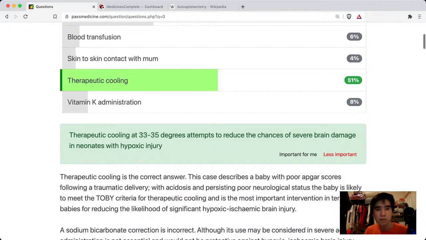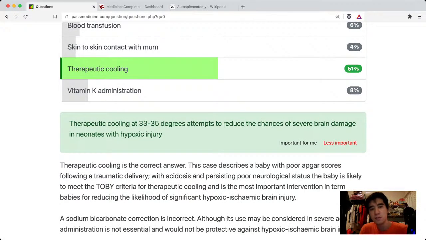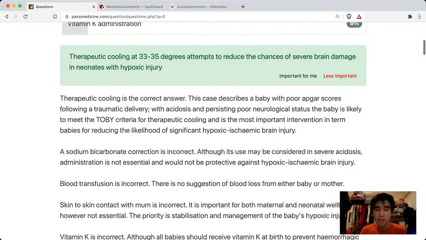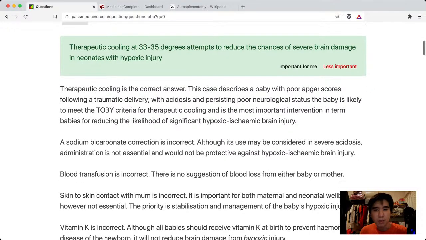Yes, the answer is therapeutic cooling. Therapeutic cooling at 33 to 35 degrees attempts to reduce the chances of severe brain damage in neonates with hypoxic injury. Okay. Therapeutic cooling is the correct answer. This case describes a baby with poor APGAR scores following a traumatic delivery with acidosis and persisting poor neurological status. The baby is likely to meet the TOBI criteria for therapeutic cooling, and it is the most important intervention in terms of reducing the likelihood of significant hypoxic ischemic brain injury.